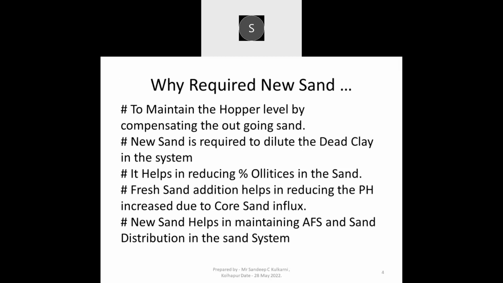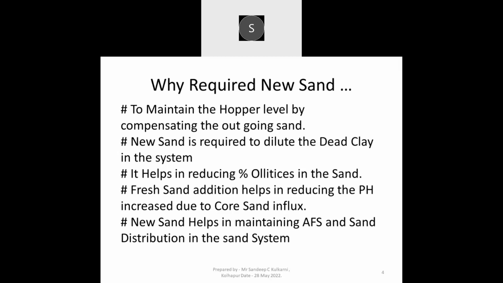Number one, to maintain the hopper level by compensating the outgoing sand. So we have to compensate the outgoing sand from the sand system and to maintain the hopper level up to 85% minimum. New sand is required to dilute the dead clay in the system. Dead clay, anything above 3.5 is dangerous. So to reduce that dead clay or to dilute that dead clay, one has to add new sand.